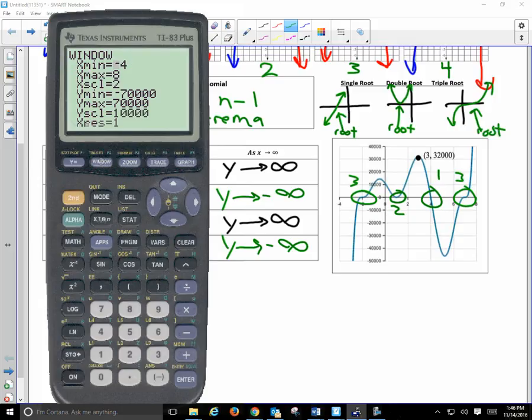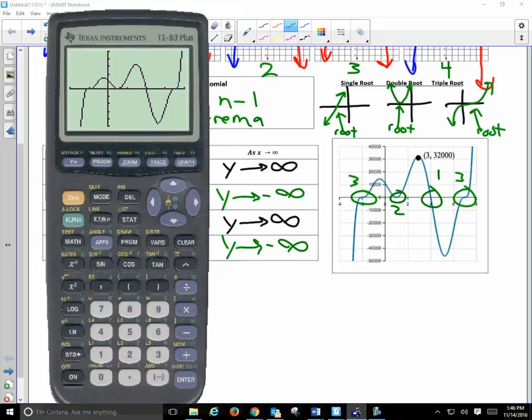I play around with my window a little bit so I could see larger values. Does that not look like what I have right there? What? I mean, there it is. You know, that looks exactly like what we have, right?